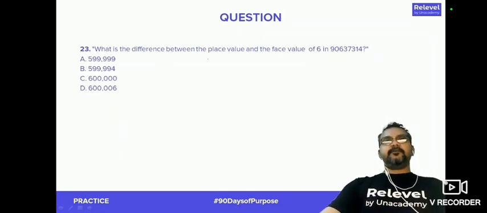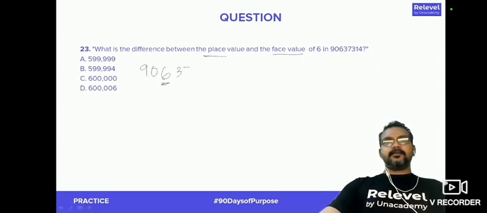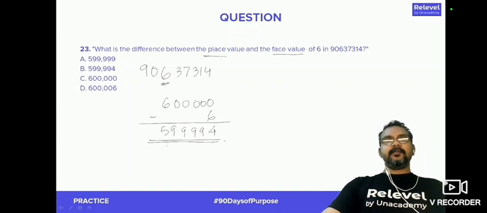23. The place value and the face value. The place value of 6 in 906373114 is basically the positional value, 600000. The face value of 6, irrespective of where it is, is always 6. So the difference will be 4 followed by 9999 and 5, 599994. So that is option B.